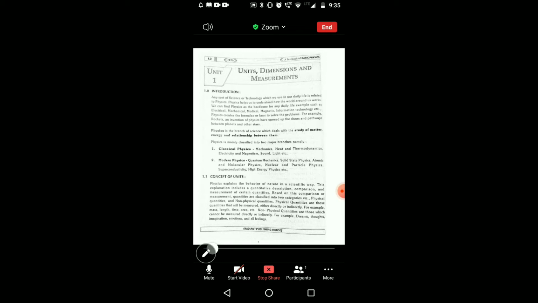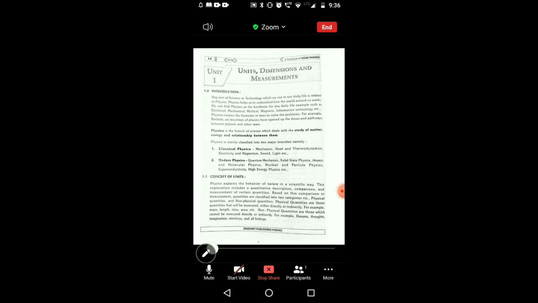I am going to explain units, dimensions and measurements. I am not going to explain all concepts. I am going to explain the easy way how to write the dimensions. Some concepts you can read easily. What are the concepts that are difficult to understand? Those concepts I will explain of units, dimensions and measurements.